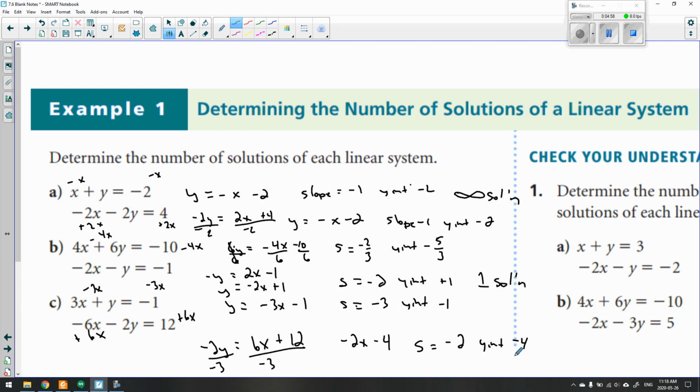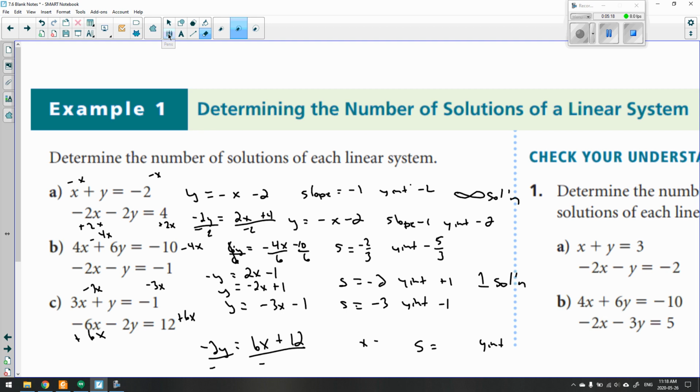Hold on. We're not dividing by -3, dividing by -2. Oh, it's been one of those days.